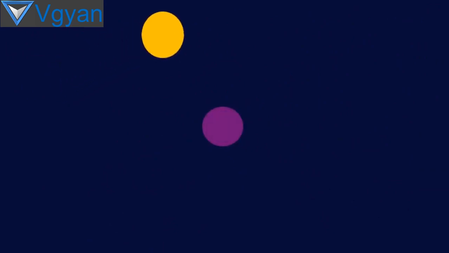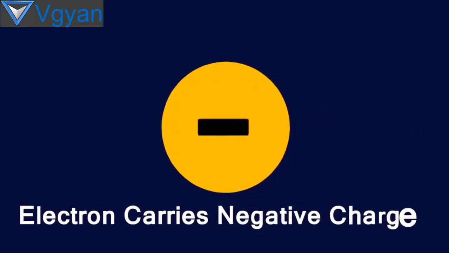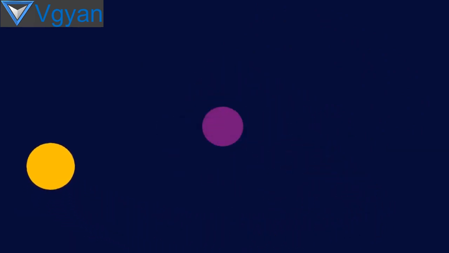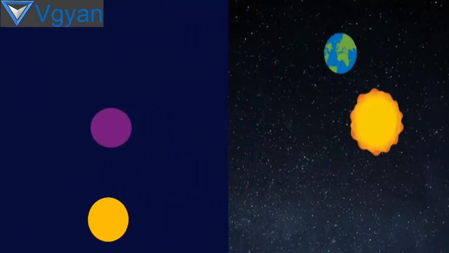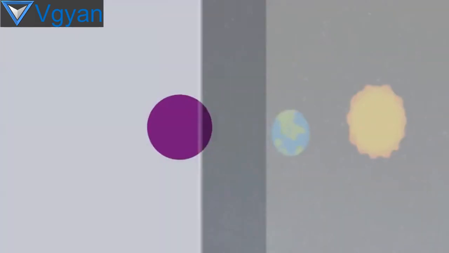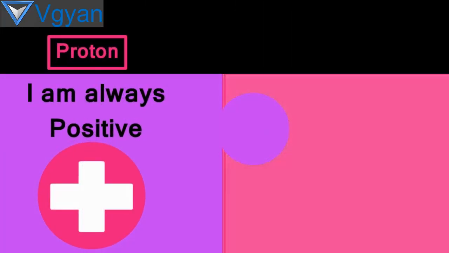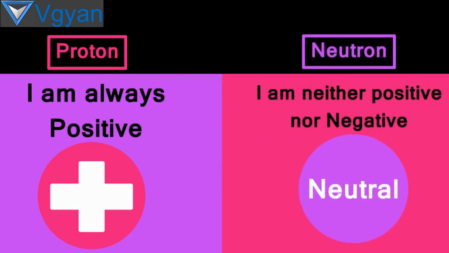So the electron, which revolves around the nucleus, carries a negative charge, and its revolution around the nucleus is very vague, unlike the Earth revolving around the Sun. And the protons carry a positive charge, while neutrons are neutral. They do not carry any charge.